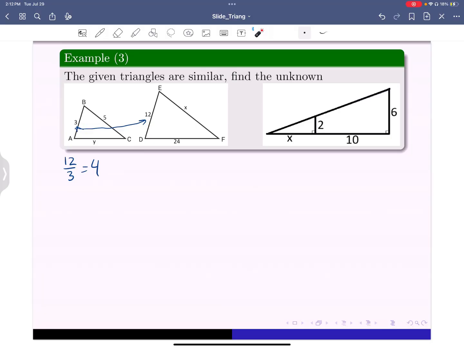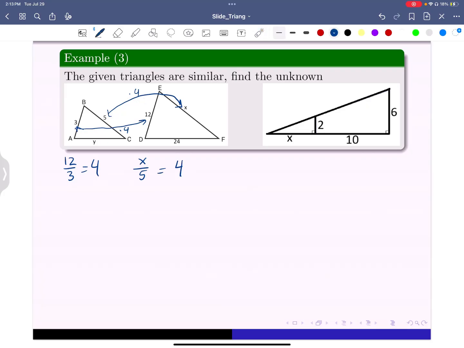So it's multiply times 4. Therefore, each side needs to be multiplied times 4. So if this side is 5, we need to multiply times 4. Or in other words, take the bigger side x, divide by the smaller side, and it needs to be equal to the multiplication factor. x divided by 5 must be equal to the multiplication factor. Always the bigger side divided by the smaller side needs to be the multiplication factor.